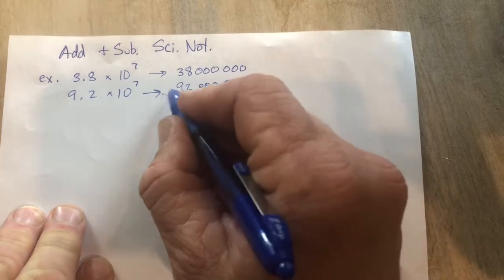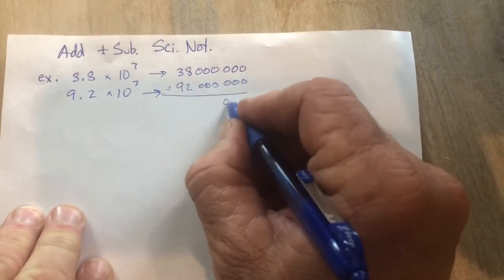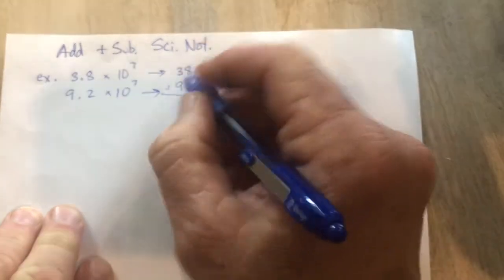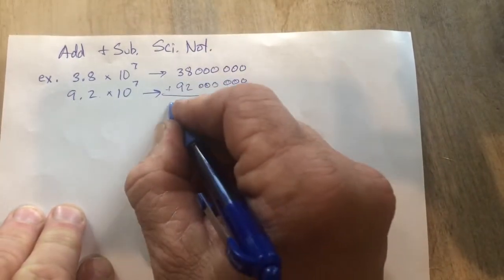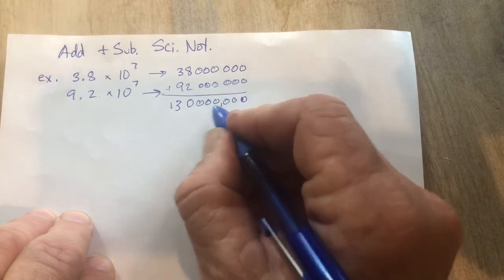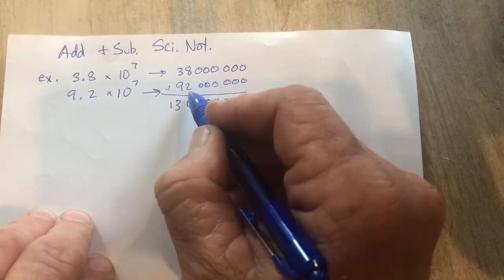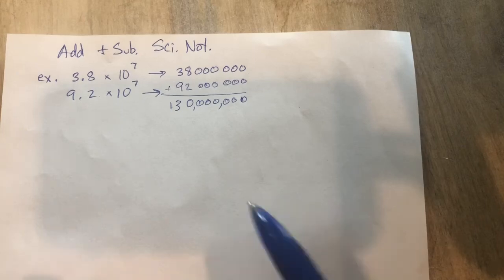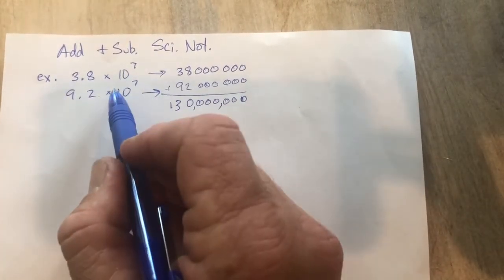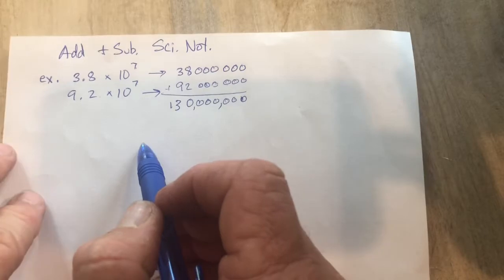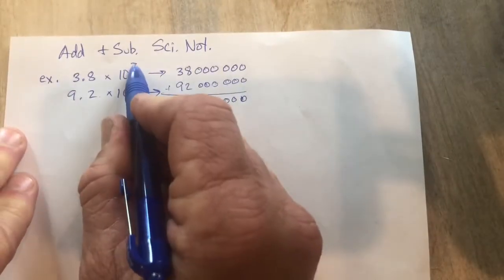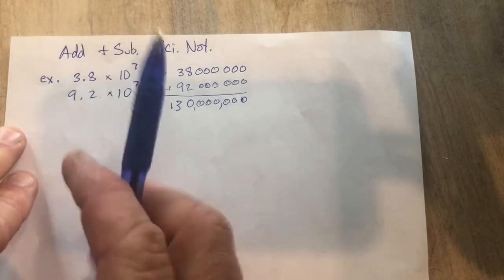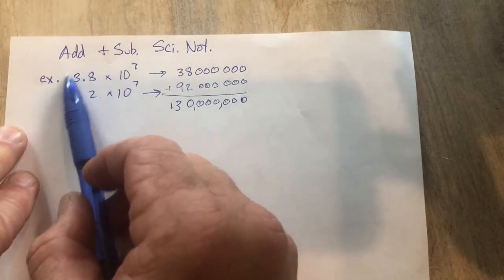So then if we go and add those two numbers up, those are zeros, and then that's 10, and that would be 13. So put in our commas here. 38 million plus 92 million is 130 million. That makes sense. So let's take a look at what happens over here if we add these together. So these powers of 10 essentially indicate the place value of these numbers.